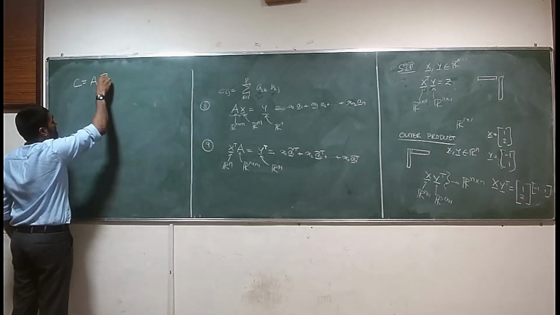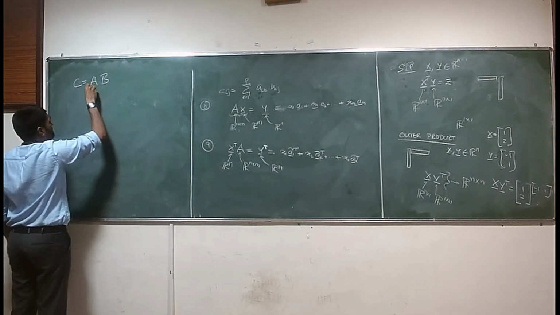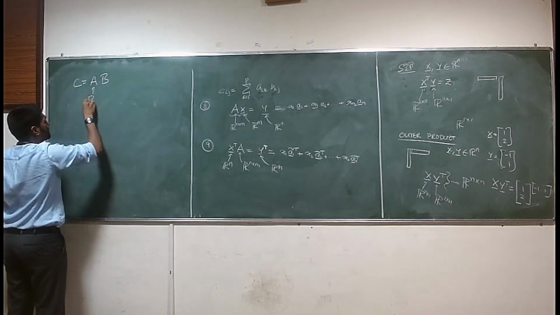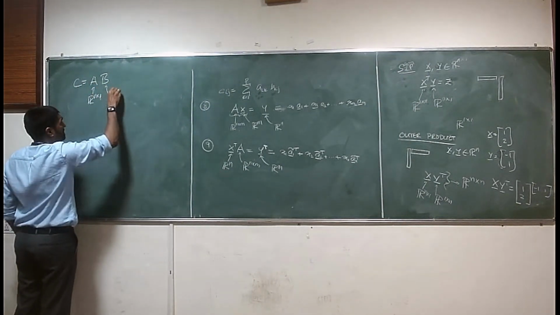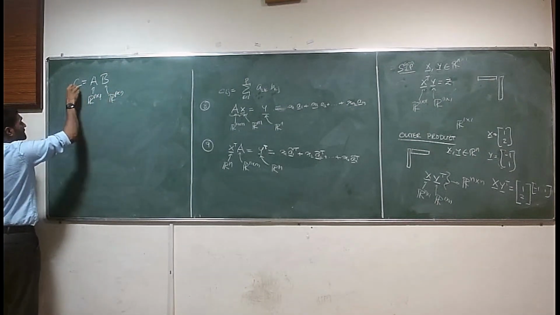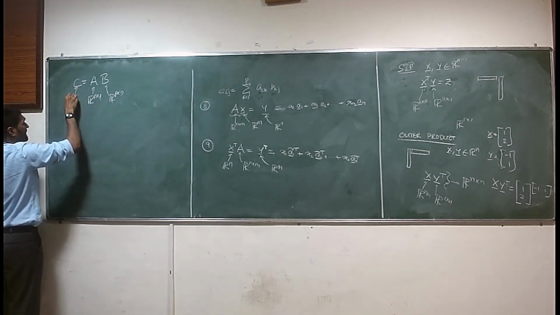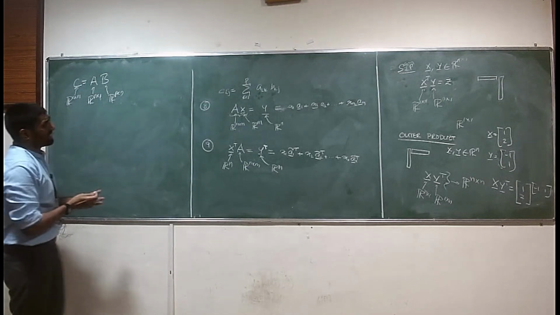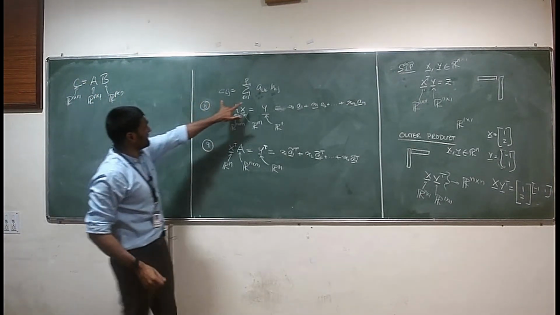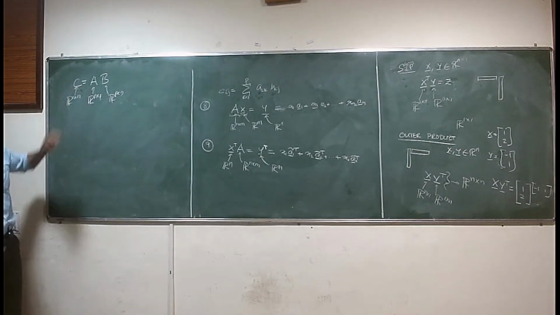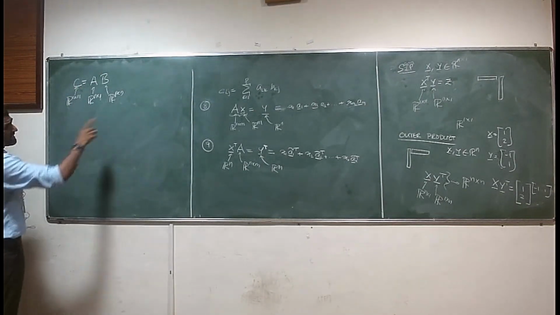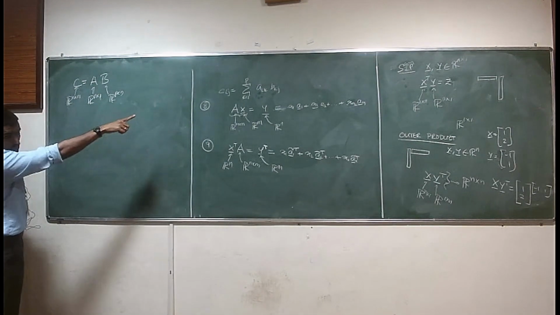A times B. We'll assume again A is n cross P and B is P cross n. What you get will be n cross n. And if you just use this formula, you can do the matrix multiplication. There are four ways in which you can interpret what is going on there.